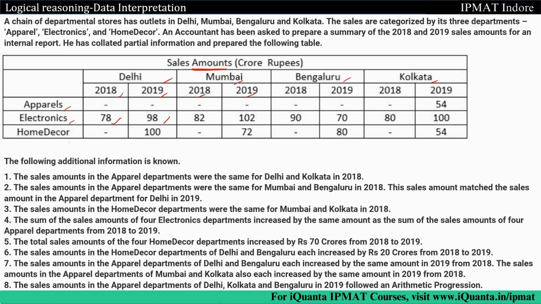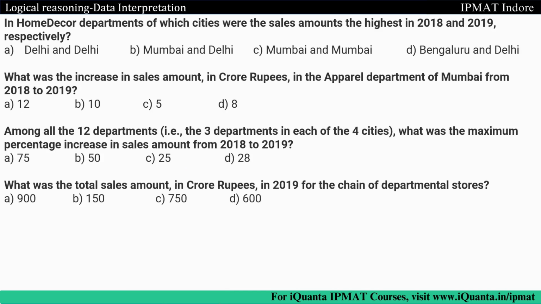This is not a very tough set, we'll call it below moderate, but then again we have to take care of the information given to us. A lot of clues have been given to us, we'll take care of them. If we go to the questions, we have: in the home decor department, of which cities were the sales amounts the highest in 2018 and 19 respectively. And what was the increase in sales amount in crore rupees in the apparel department of Mumbai from 2018 to 19?